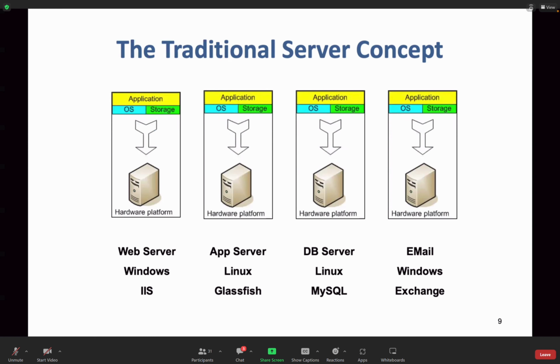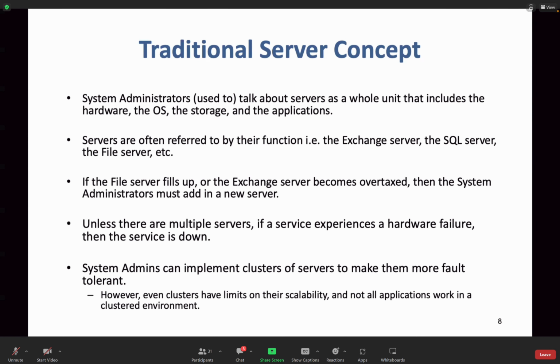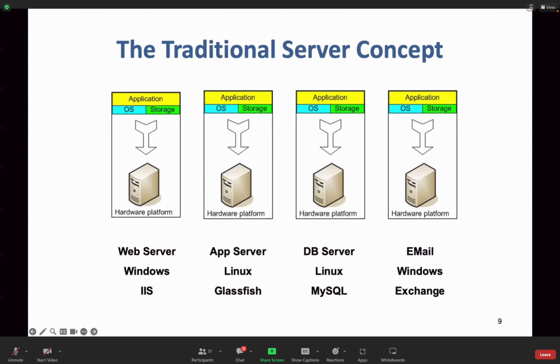Having more than one server, of course, helps scalability, but it is still limited if it's just within one cluster, within one location, within one rack, right? Also, not all applications can run in a cluster environment. So what I'm talking about is what the traditional server concept is, what its limitations are, and therefore how virtualizing the server can be beneficial. That's the storyline that I'm talking about.